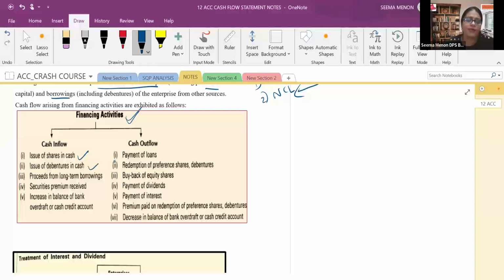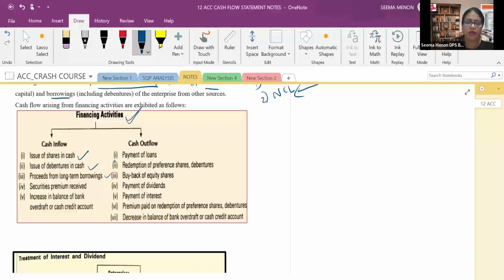Next one, issue of debentures in cash. We started the business, now due to some modernization, diversification, expansion of the business, etc., we need money. That time we can issue the debentures. So while we issue the debentures, there comes money. Money inflow is there, cash inflow is there.